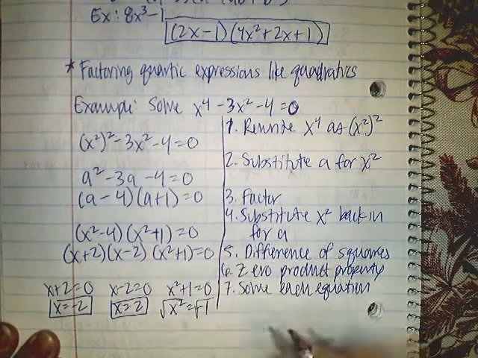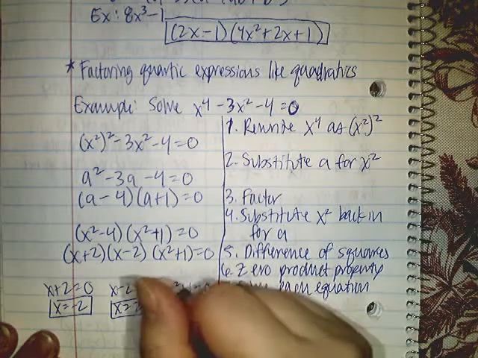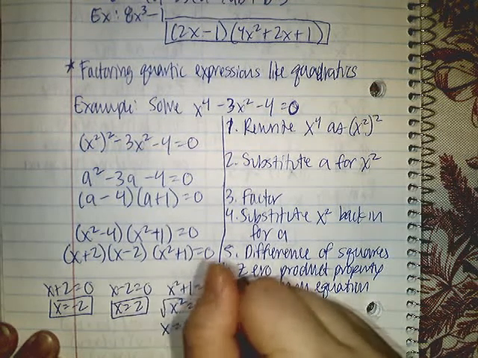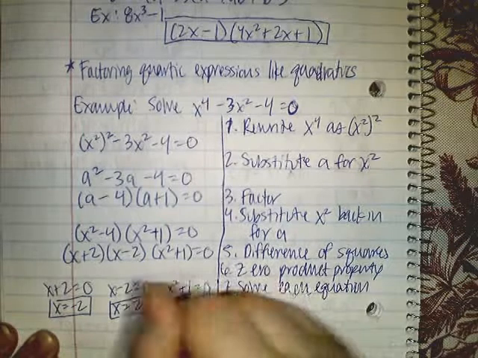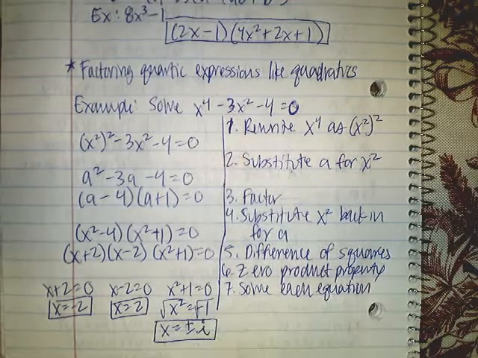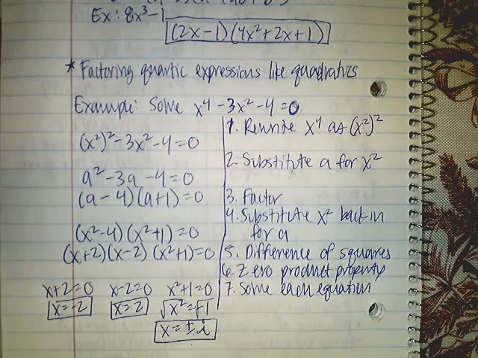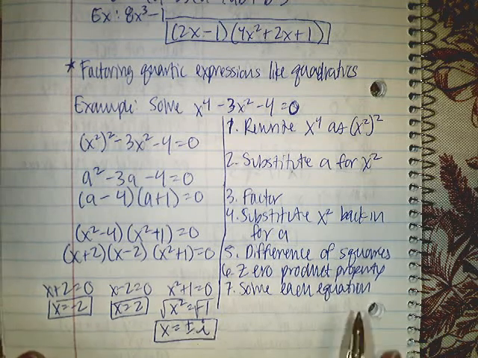I square root both sides. The square root of -1, x is going to be plus or minus i. So my last two solutions to my quartic are going to be plus or minus i, because the square root of -1 is indeed i.